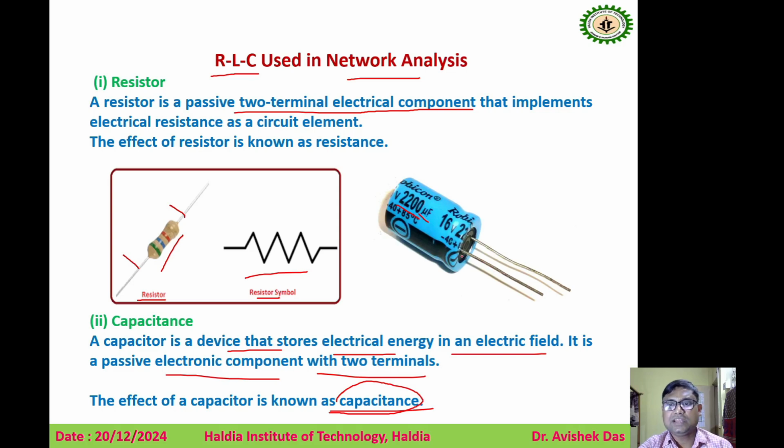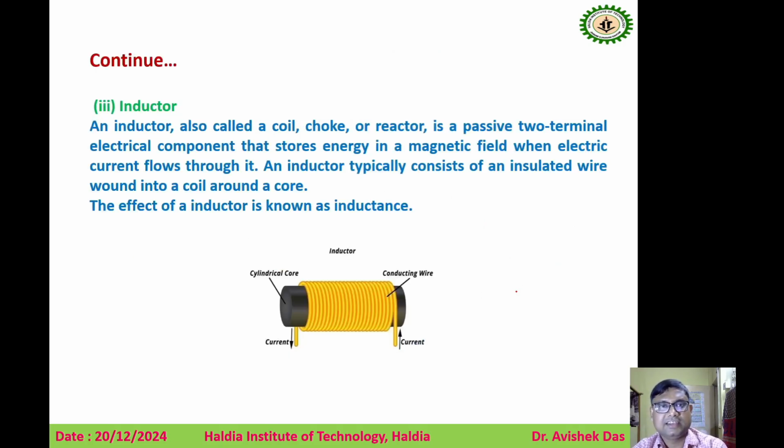It has two terminals. One is the positive terminal, and this one is the negative terminal. So this is a polar capacitor, because it has two terminals, one positive and another negative. Right. In the next slide, we discuss the inductor.